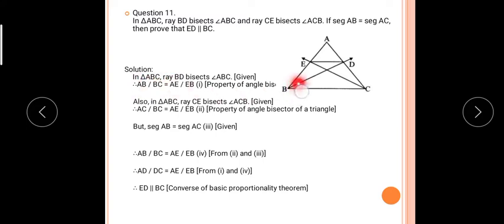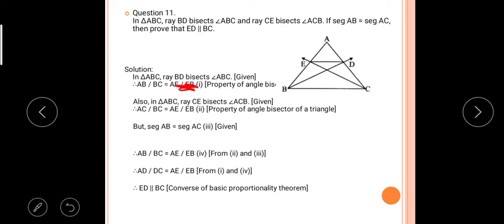Now listen, in the triangle ABC, ray BD is a bisector. So we can write AB upon BC is equal to AD upon DC. AB upon BC, BD is a bisector. AB upon BC is equal to AE upon EB. And AC upon CB is equal to AE upon EB. So from first and second, what can you say? The property of angle bisector, AB is equal to AC. It is given AB is equal to AC. Therefore, this is wrong because we have to write AB upon BC is equal to... this is wrong.